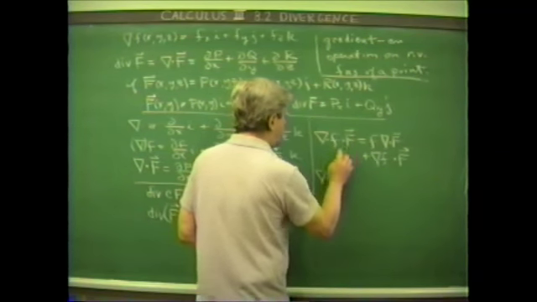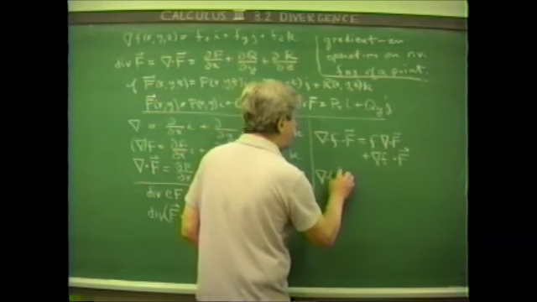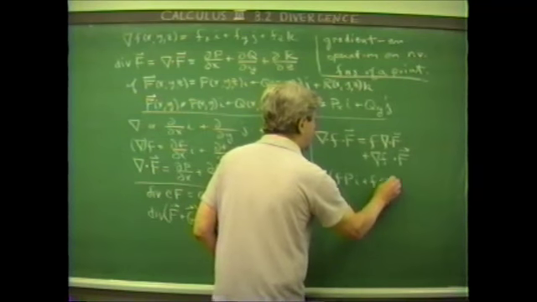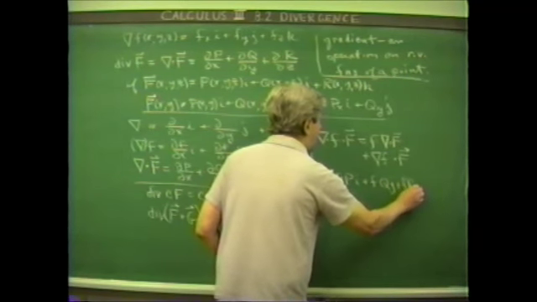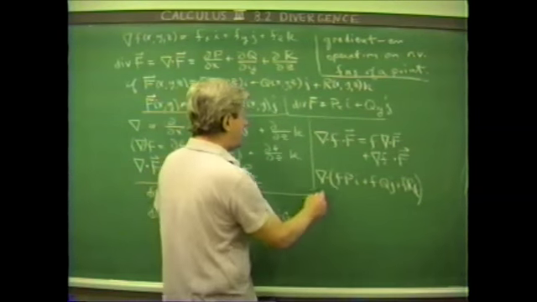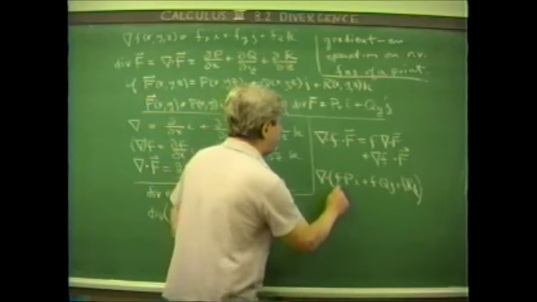The divergence of f times capital F is little f times p i plus little f times q j plus little f times r k. So we wish to compute the divergence of this, and this says that what we want to do is take the partial of this first term with respect to x.